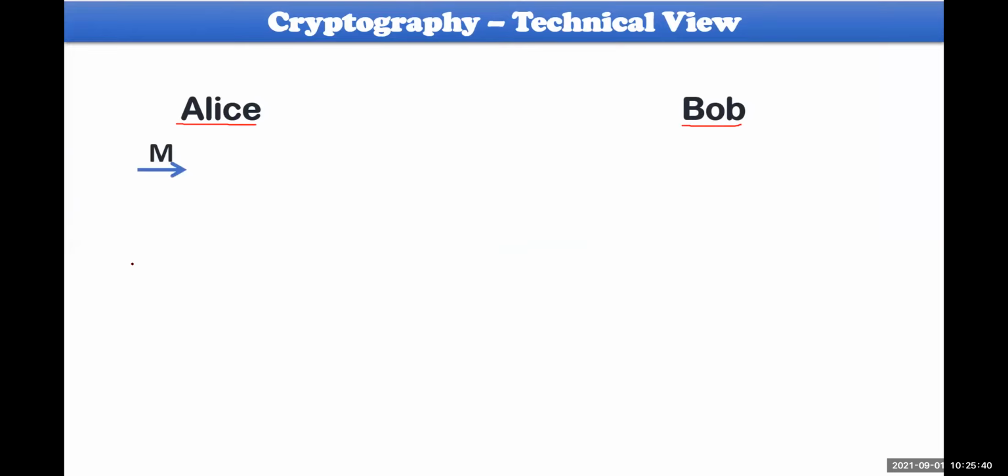Alice wants to send some message, whatever the message might be. She wants to send some kind of message. So this message must be sent using an algorithm. That algorithm could be called an encryption algorithm. This is called encryption.